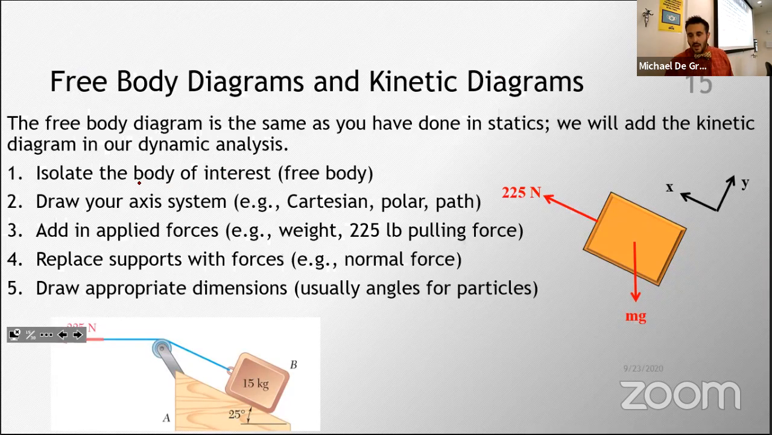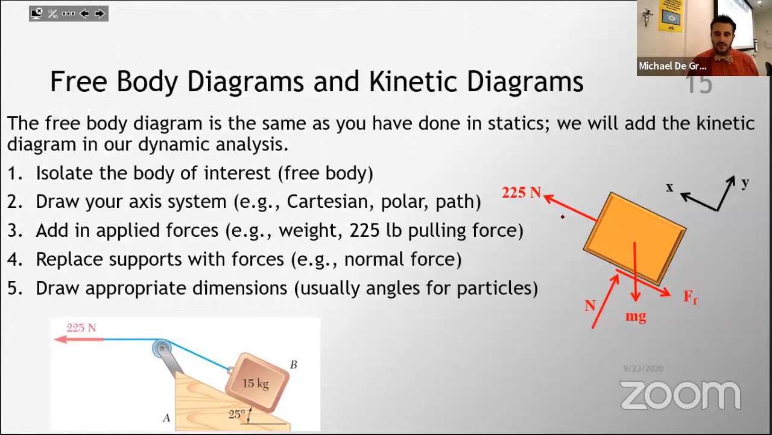Okay. Then we need to replace the supports with forces. That means we need our normal force, right? If we're in contact with the ground, it will be pushing back, right? This goes back to statics. If you have something connected to something else, there's a force that's holding it in place, right? And we also have friction in this case, right? Because that just exists in basically every system.